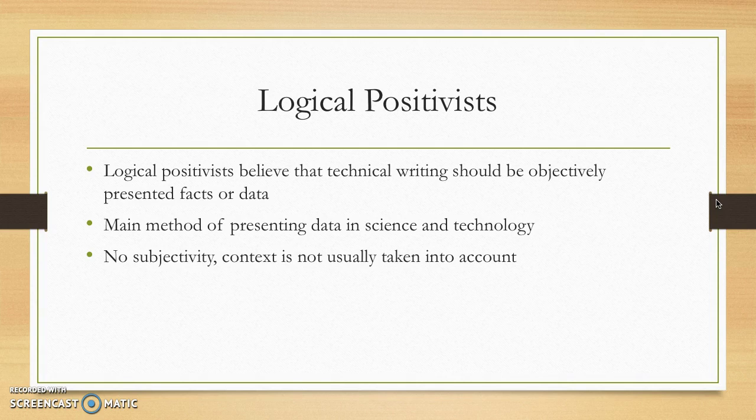But on the other hand, you have concepts such as logical positivism, which is the opposite of social constructionism. They strictly believe that information should be objectively presented. This is also the main method of presenting data and results in science and technology today. This method doesn't allow for subjectivity. They believe science should give descriptions of the real world, and the only way to do that is to avoid subjective or personal thoughts.